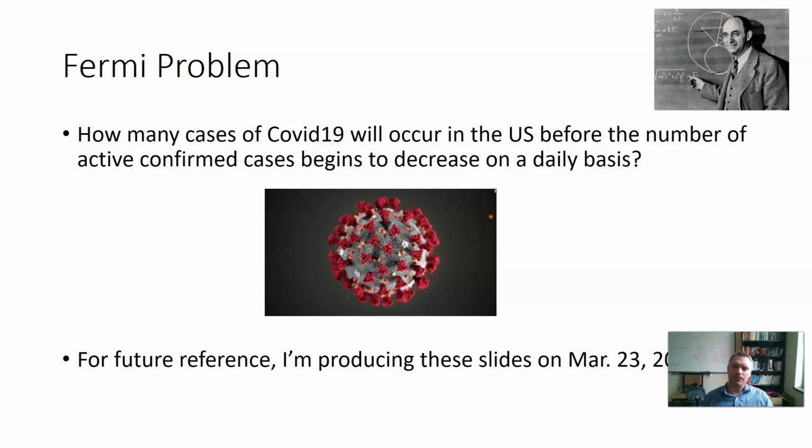The Fermi problem that I present to you is: how many cases of COVID-19 will occur in the US before the number of active confirmed cases begins to decrease on a daily basis? For future reference, I'm producing these slides on March 23rd, 2020. Obviously we have no idea what's going to happen, but we're going to talk about some different ways that people can go about making estimates.